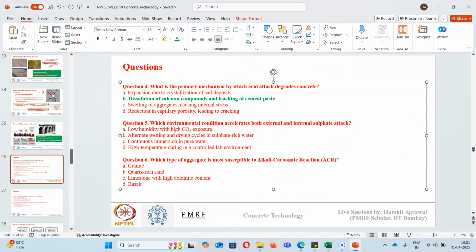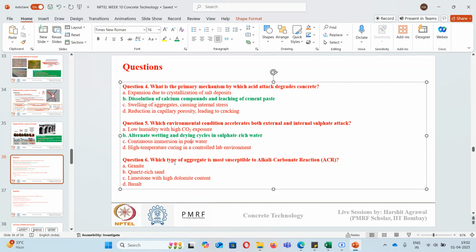Okay, so for 5 the correct answer is B. Alternate wetting and drying. So what happens during wetting, the sulfate ions from the surrounding will ingress through the pores, and ettringite formation can happen, which can lead to cracking. And similarly drying will release the pressure, then again pressure will be exerted, so like what we have talked about earlier, the fatigue effect will occur due to alternate wetting and drying in sulfate rich water. Which will accelerate both external and internal sulfate attack.